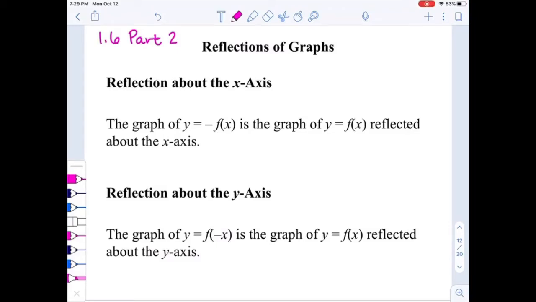Section 1.6, Part 2, looking at reflections of graphs. So the first reflection is about the x-axis. It says the graph of y is equal to the opposite of f of x is the graph of y equals f of x reflected about the x-axis.